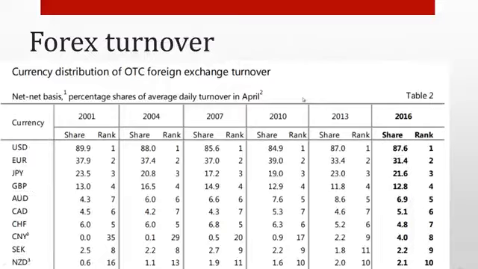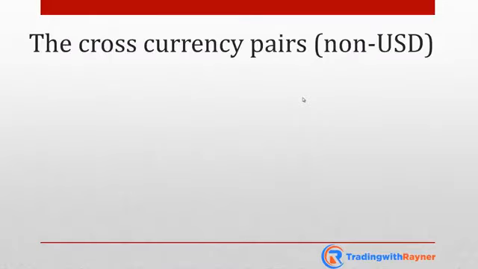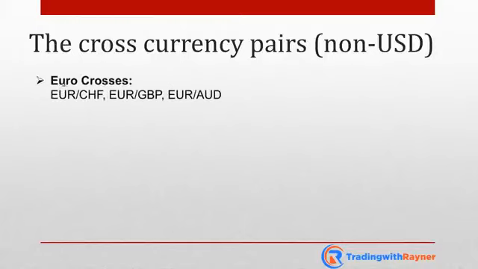So with that said, that's for the major currencies. How about the cross-currency pairs? What is a cross-currency pair? A cross-currency pair basically means that it is a non-USD pair. For example, you can have the Euro crosses: Euro Swiss, the Euro against the Swiss franc, Euro against the British pound, Euro against the Aussie. I've just shared 3 examples, but the main gist is that these are Euro crosses because they all have a Euro denomination.